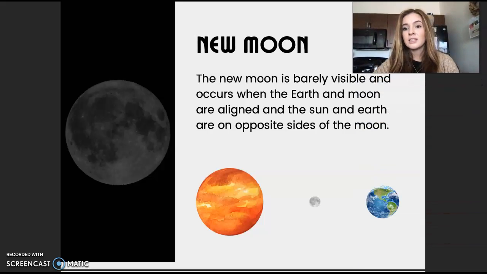The new moon is barely visible and occurs when the Earth and moon are aligned and the sun and the Earth are on opposite sides of the moon. So, you can see right here, this is supposed to represent the sun and this is the Earth. So when the sun is reflecting light on the moon, we're seeing the back side of its shadow. So that's called the new moon.